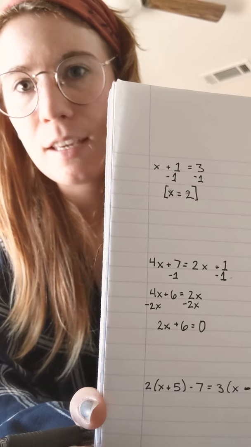2x minus 4x equals 2x. That's right. Thank you. Plus 6 equals, what should we put over there? We could do 0 for now. Let's leave it at 0. So now we have 2x plus 6 equals 0.